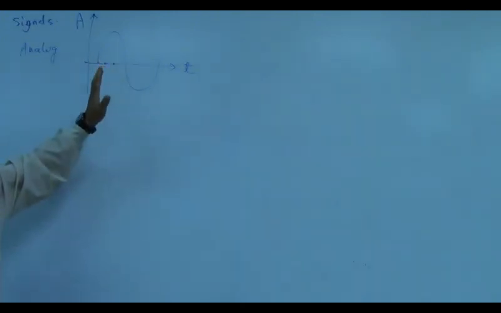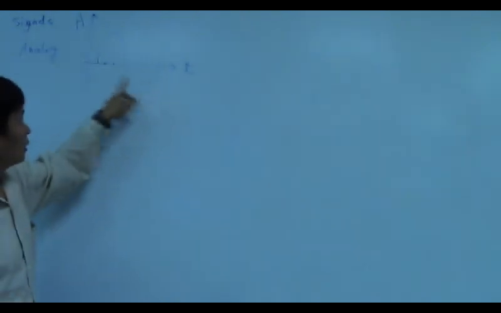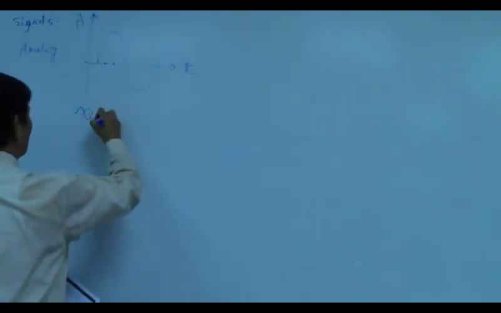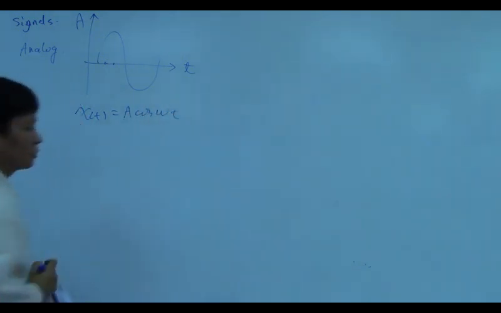So between any 2 points, we have a definition. That is basically the meaning of continuous. So in time it is continuous, and in amplitude it's also continuous. Right? We know, for example, sine and cosine functions are both analog signals. So x(t) equals A times cosine omega t.